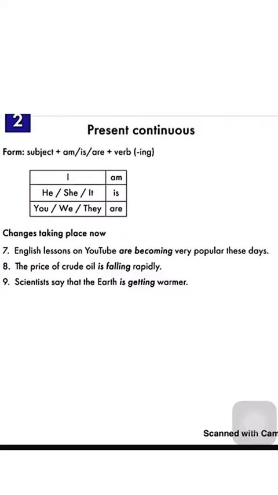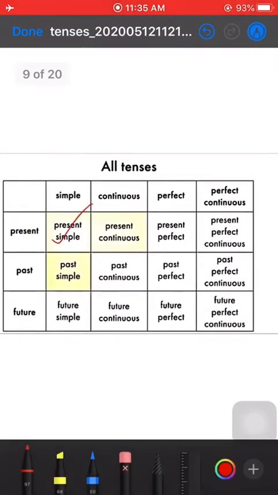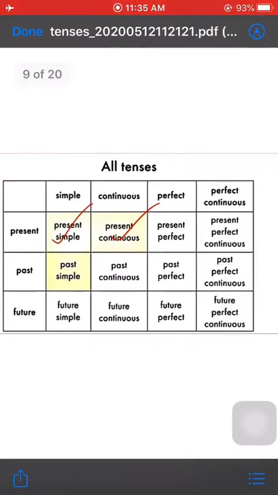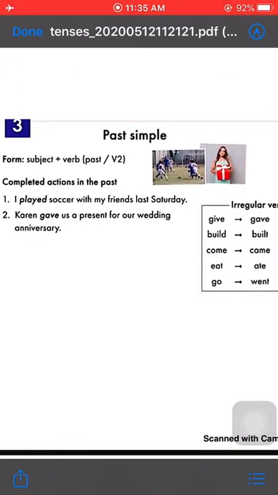Alright, so we have discussed the present simple and present continuous. Now we will move into the past simple first. Before we move to the present perfect or present perfect continuous, first we will cover the past simple. Clear? Let's move to the past simple now. Let's talk now about the past simple. We make the past simple tense with subject and verb in the past form.